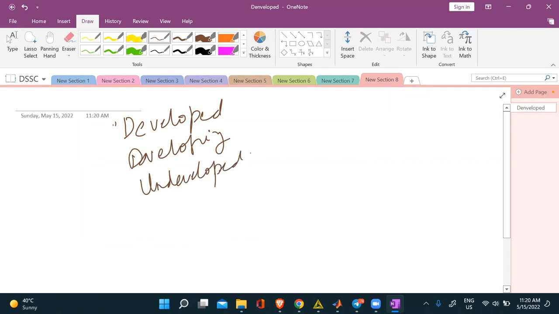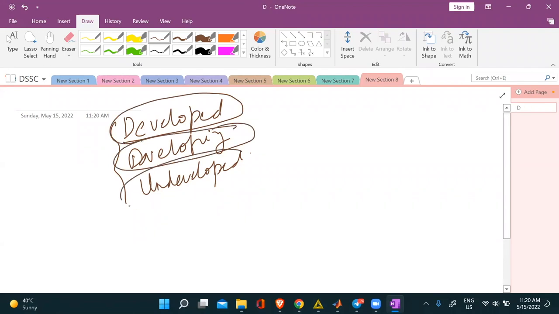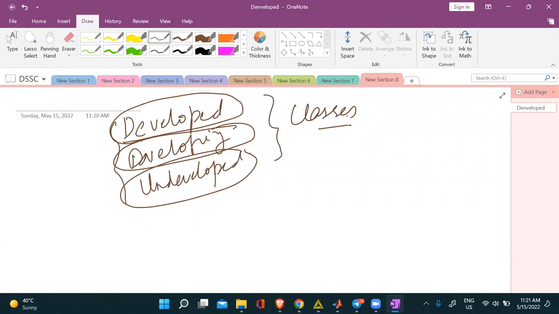I'm not from the social science background, so you can choose whatever classes you want. So you can say developed, and there are three classes. We have made three classes, and we have to put all the districts of India under these three classes. So this problem is now classification.